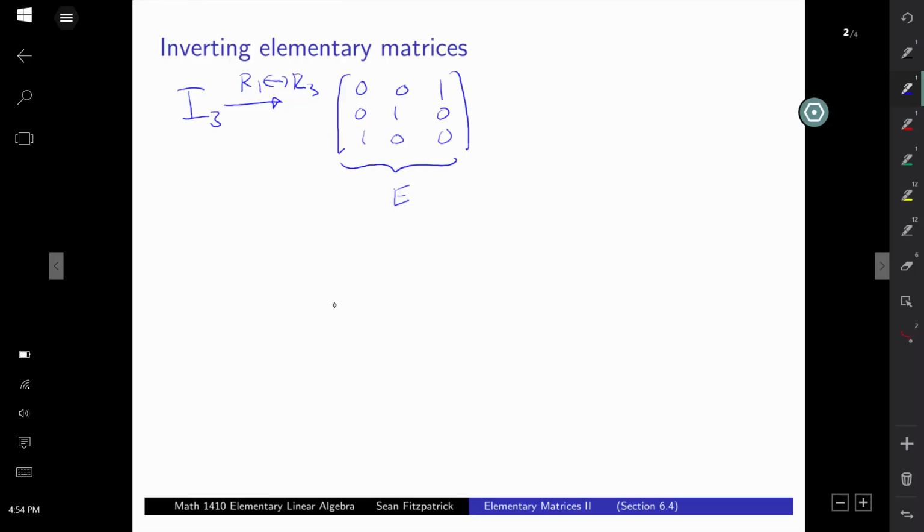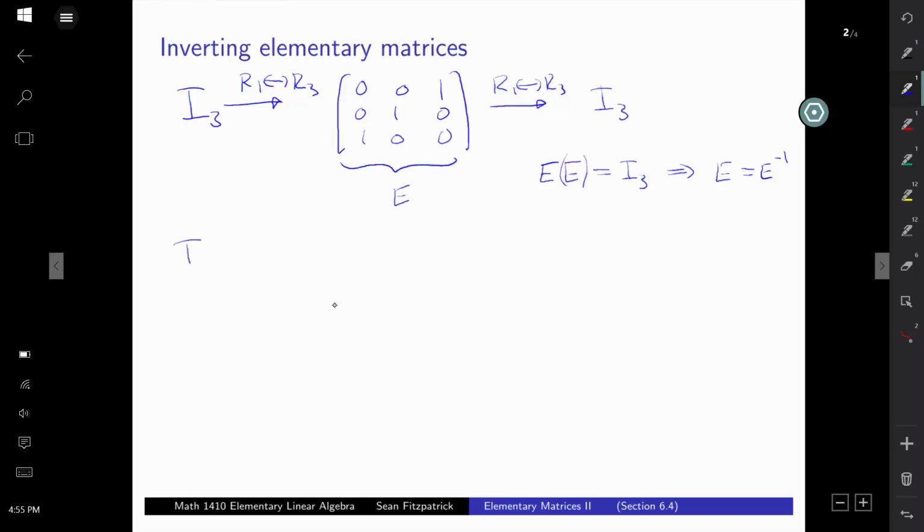Well, if I then swap those rows again, I would get back to the identity matrix. But I also know that applying a row operation is the same thing as multiplying on the left. If I apply the row operation which switches row 1 and row 3 to E, that's E times E, which is the identity. That tells me that E is its own inverse. And in fact, every type 1 elementary matrix is its own inverse.